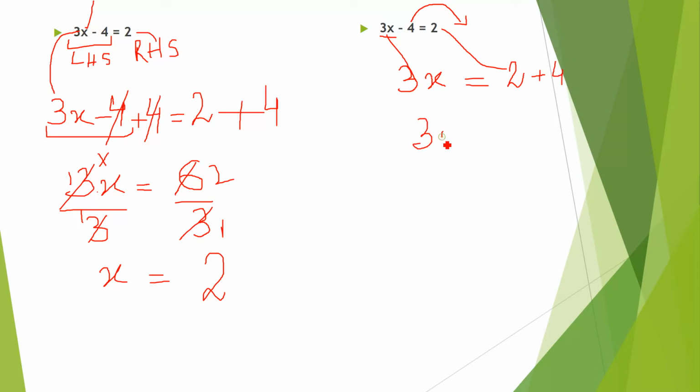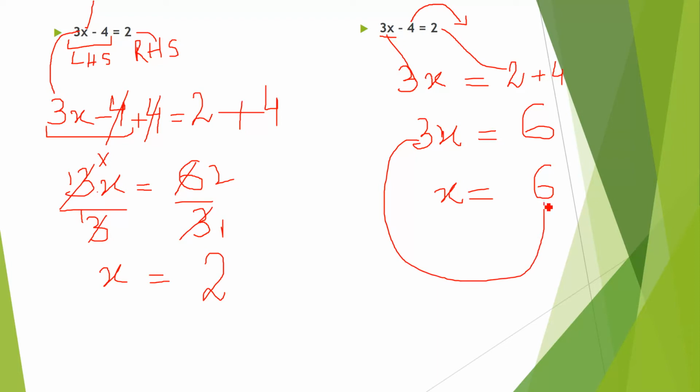So again 3x we can write down equal to 6. And see here, what is the relationship between these two? They are multiplying each other, and we want only x. We do not want 3x, we want the value of x. So x equal to 6, and when this 3 goes to the other side of the equation, the right hand side, it will divide 6. So 3 one time, 3 two times, x is equal to 2, answer.